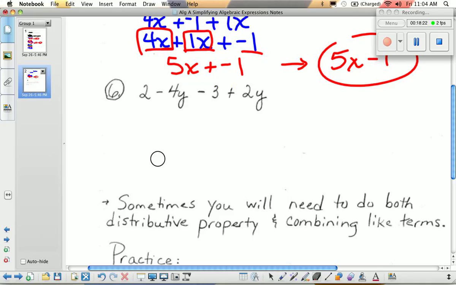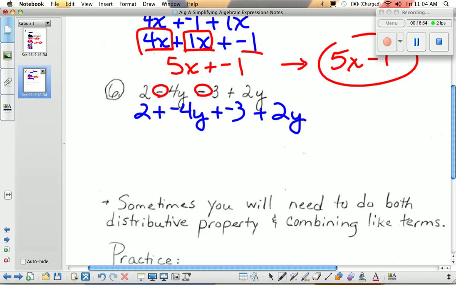So, let's try this one. What's our first move going to be before we even try to combine like terms? Add the opposites. So we have 2 plus negative 4y. What's next? Plus negative 3. Plus, we don't need to mess with addition. Addition can stay addition, right? Don't mess with it. We just want everything across the board to be addition. So all we really did is take these 2 subtraction signs and make them addition.